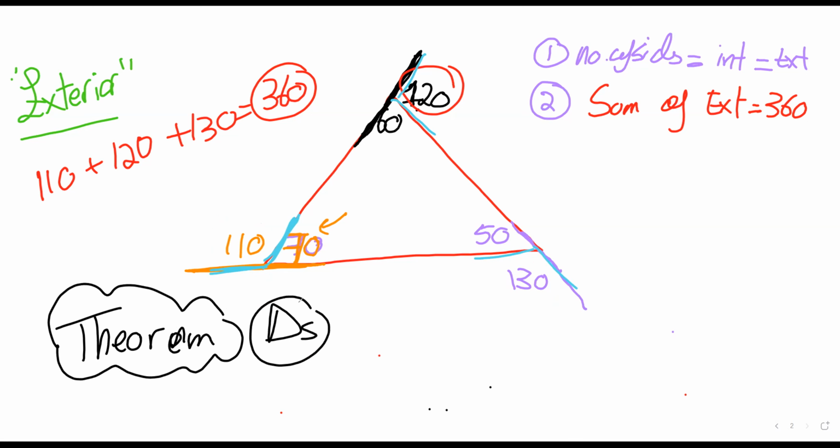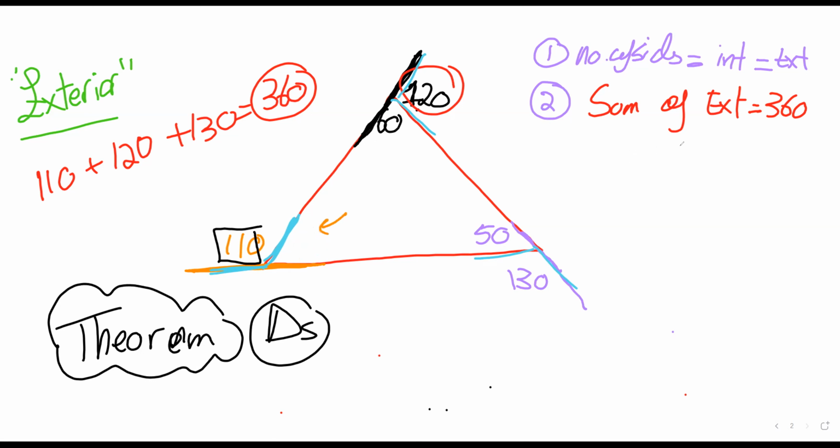If we focus on this exterior angle, 110, and hide its interior angle, as if it is not there, what do you notice? You will notice that the value of this exterior angle is equal to these two added together. 110 is equal to 60 plus 50.